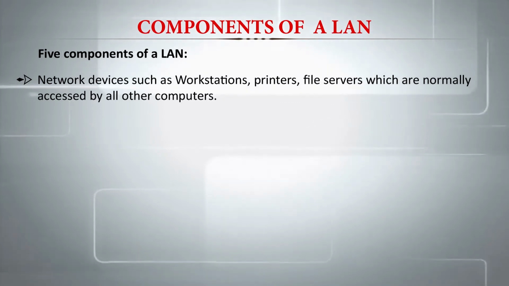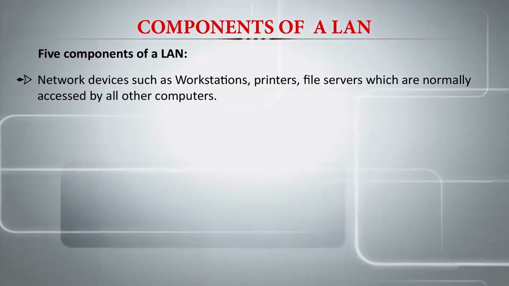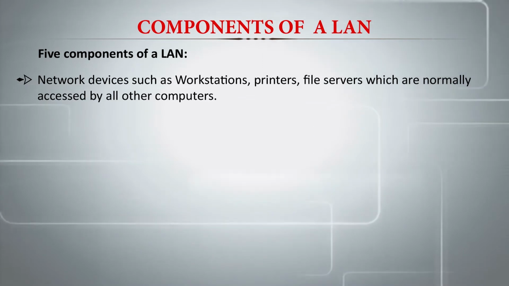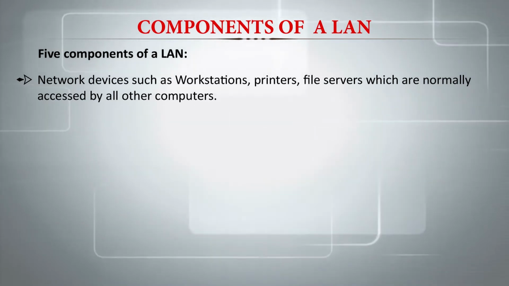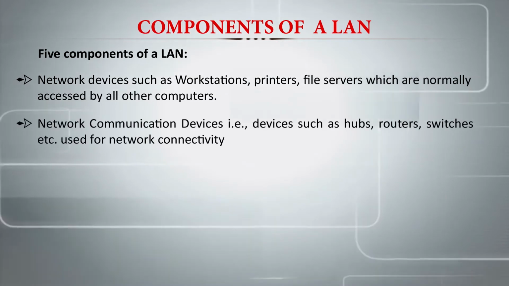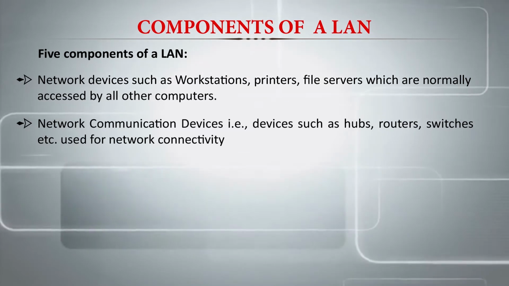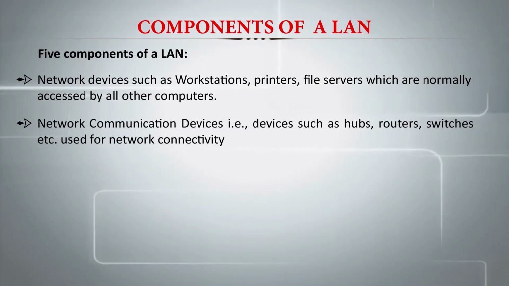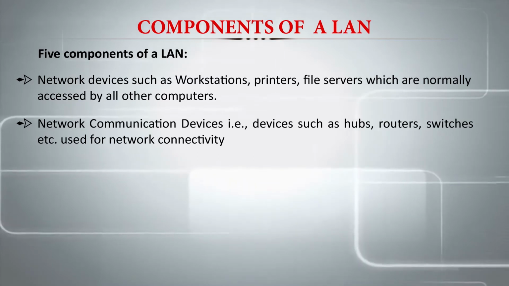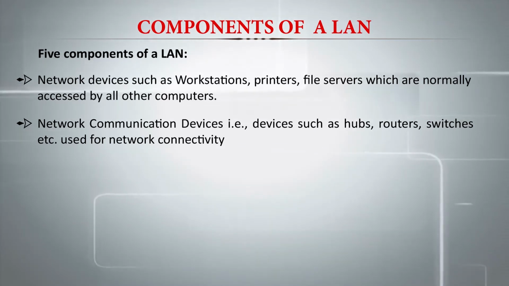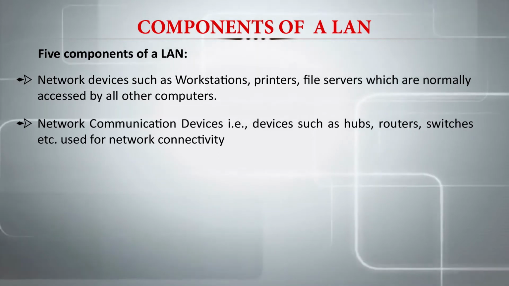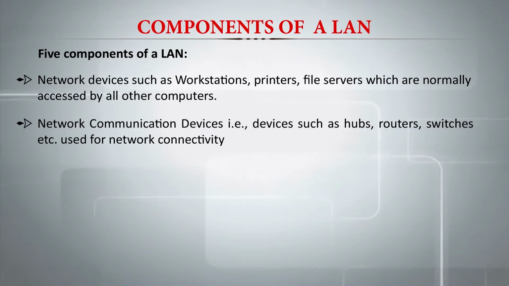What are the components of a LAN? Because all the time you are using them, you must visualize what kinds of components are being used. One is network devices such as workstations, printers, file servers, which are normally accessed by all other computers. Then network communications devices like hubs, routers, switches used for network connectivity. Remember, in the previous slide we discussed that a LAN can be extended, and connecting an existing LAN to another LAN can be done using these communications devices: hubs, switches, routers.